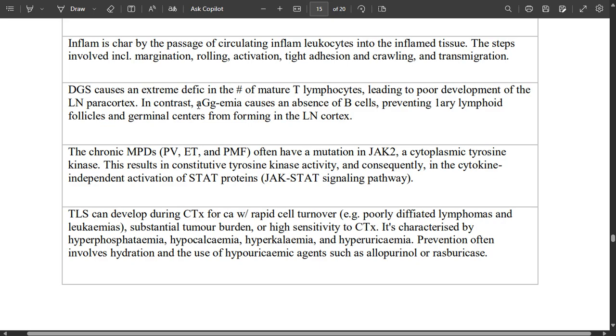In contrast, agammaglobulinemia causes an absence of B cells. So X-linked Bruton's agammaglobulinemia causes an absence of B cells, which prevents primary lymph node follicles and germinal centers from forming in the lymph node cortex. So the lymph node cortex has various lymph node follicles which have germinal centers within them. Those germinal centers are affected in agammaglobulinemia because of the absence of B cells.